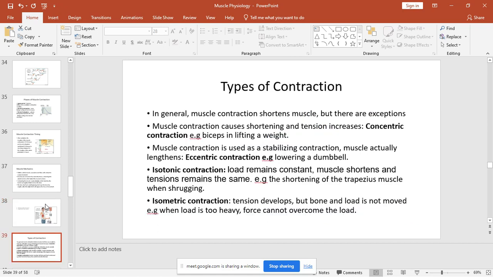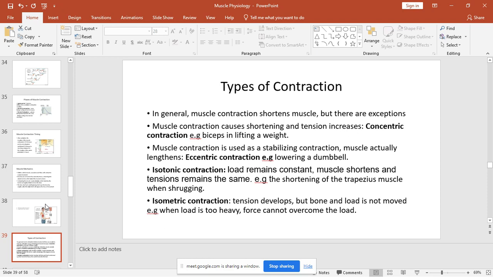Okay, it's basically what we've talked about. So I can briefly tell you about the types of contraction. You basically have what is known as concentric contraction. In concentric contraction, when the muscle contracts, it becomes shorter and tension increases. An example of concentric contraction is the lifting of a weight as we have described. So the biceps will become shorter to help you lift that weight, and as it becomes shorter, its tension will increase.